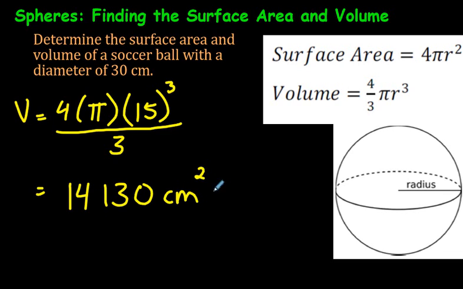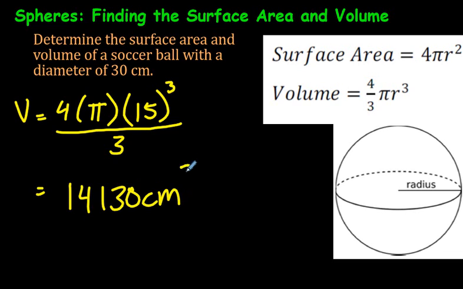We don't write a little 2 here, okay? We don't write a little 2 because that would be talking about area. What we do write is a little 3 here because we are talking about a 3-dimensional volume, a shape that is 3-dimensional and it's a volume. So we write the little cube there.